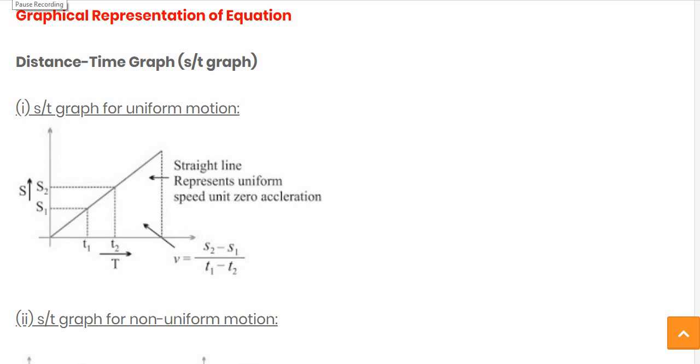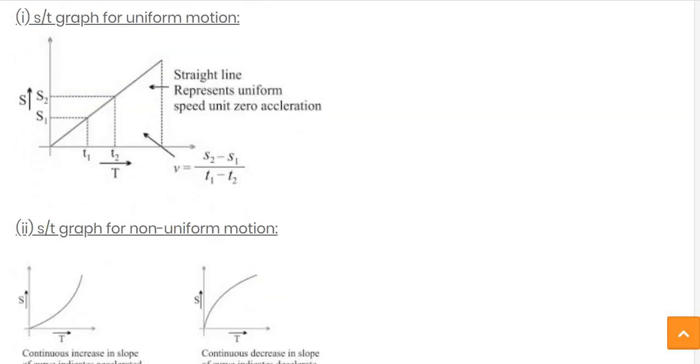Hello student, in the previous video we have seen the graphical representation of equations. In that we have seen the distance versus time graph. If uniform motion is there, then which kind of graph do we get? Here you can see the distance versus time graph for uniform motion.